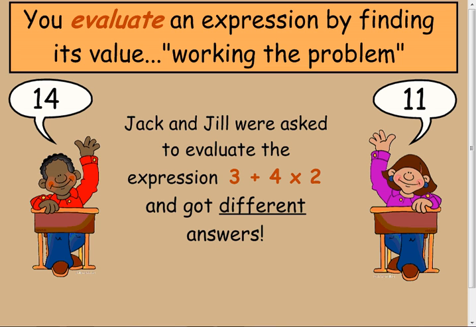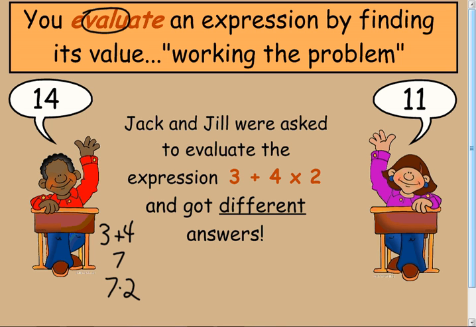So Jack got 14 for the answer, and Jill got 11. We are going to evaluate, which means exactly what it sounds like, find the value. You see the word value in evaluate. I want to find the value of that. How did Jack get 14? He did 3 plus 4, which is 7, and then he did 7 times 2.